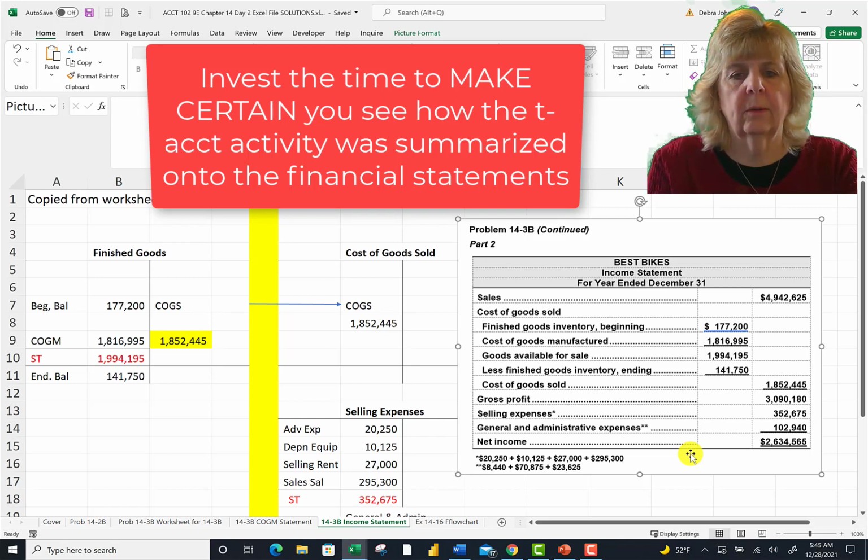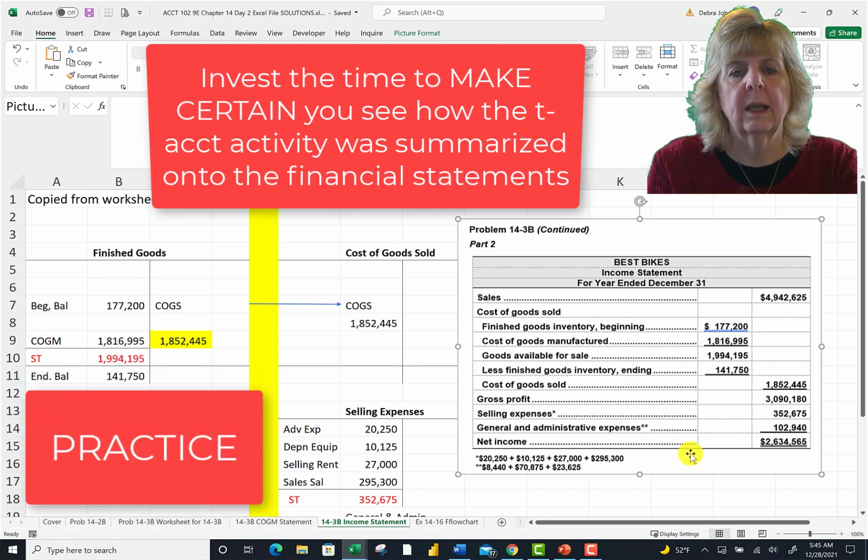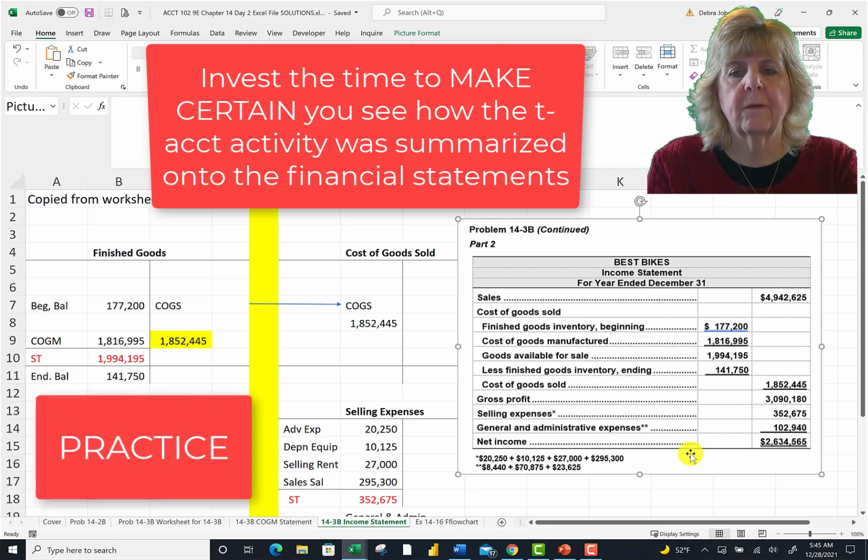Pause the video, consider rewinding a little bit back, and make sure you understand how those formal financial statements are composed. This is a key feature of Chapter 14, so I would encourage you to practice until you feel comfortable with creating a statement of cost of goods manufactured as well as an income statement.